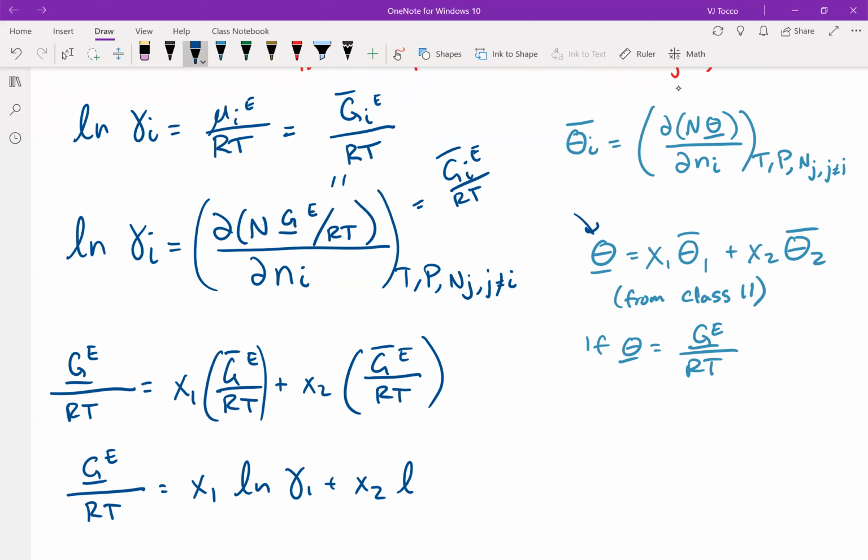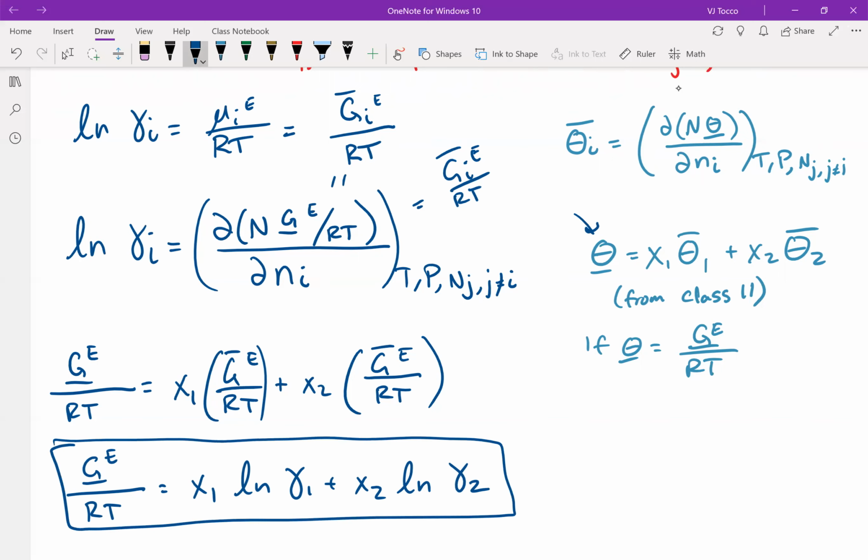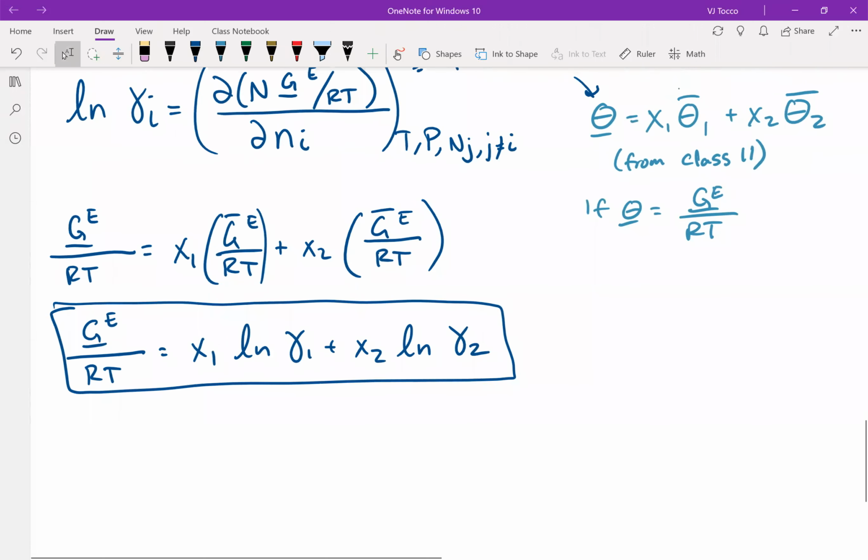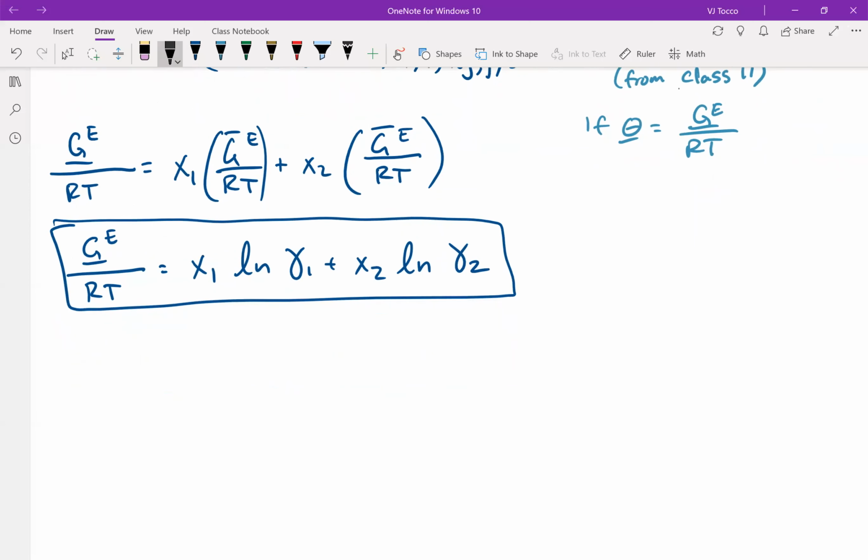I promise that we are almost to the point where we can start applying stuff. So this is the important relationship. Now, if I'm envisioning what a function of excess molar Gibbs free energy divided by RT would look like, so if I plotted that as a function of composition.